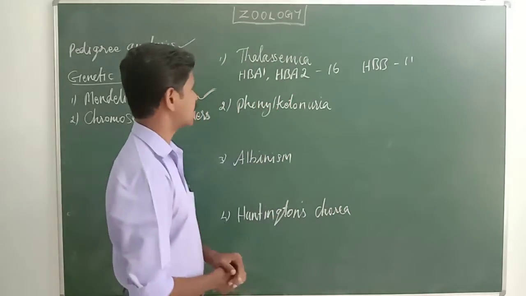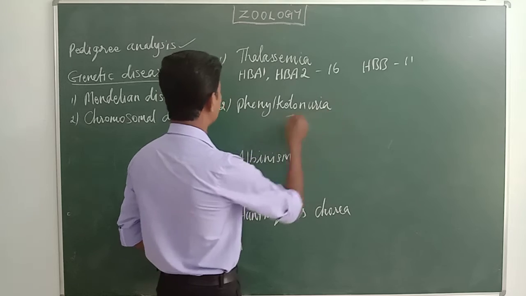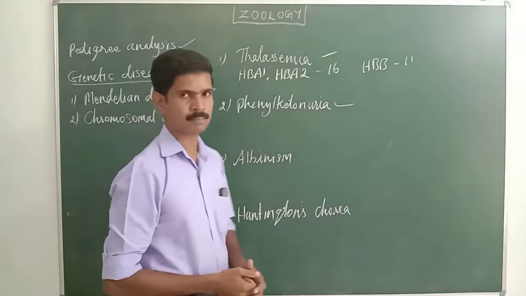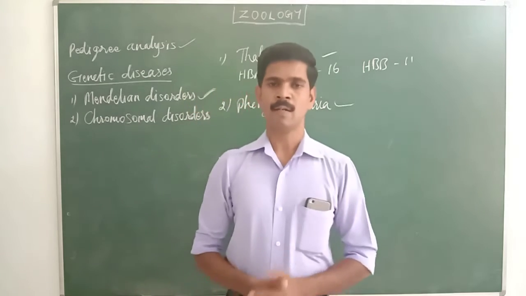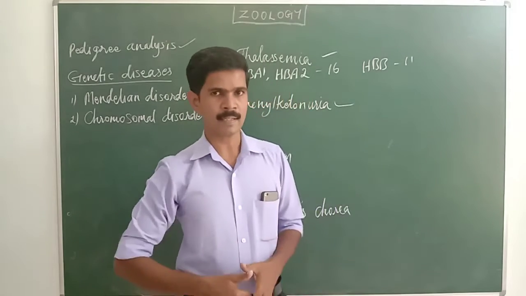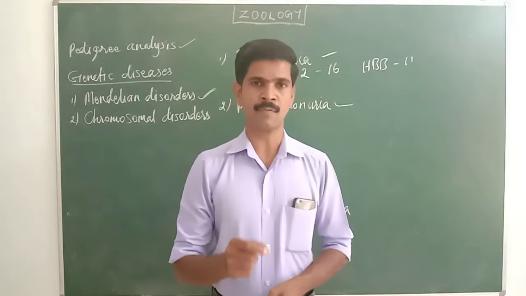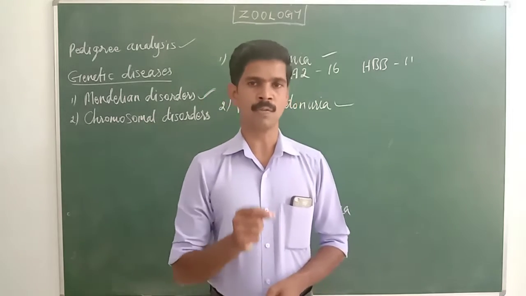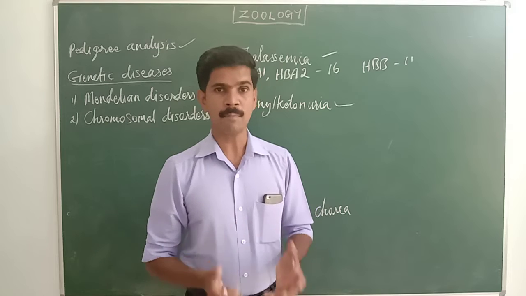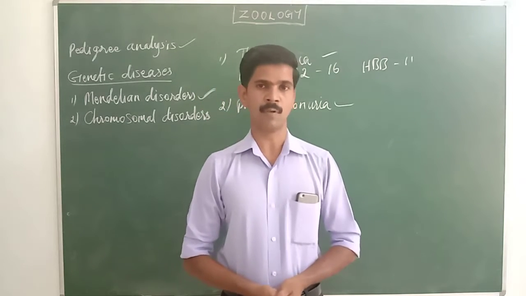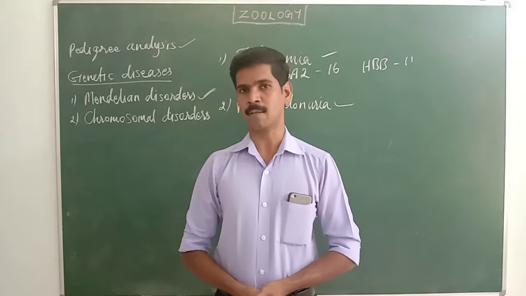Then we are moving to the next disease. The second disease is phenylketonuria. Phenylketonuria is a genetic disease due to an autosomal recessive gene. So the reason for this disease is an autosomal recessive gene, and it is an inborn error of phenylalanine metabolism.